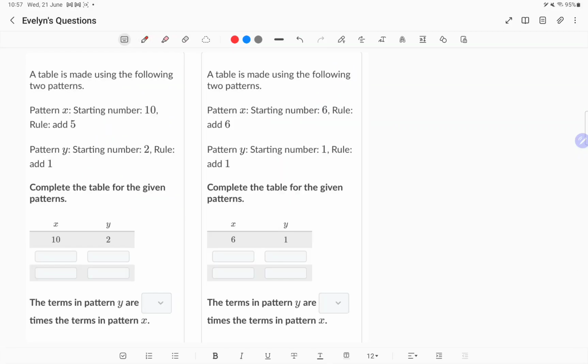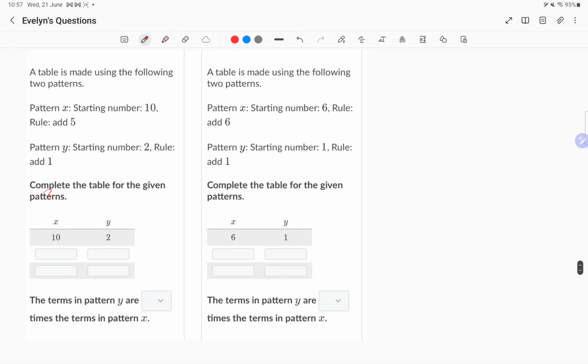Okay, now for these following questions, you need to complete the table, right? So complete the table and find out the terms in pattern y are how many times the terms in pattern x. So we'll complete the table first. Starting number 10, add 5, so that'll be 15 and 20. Pattern y, starting number is 2, and then add 1, so 2, 3, 4 is 20.